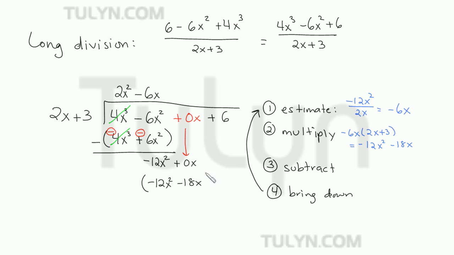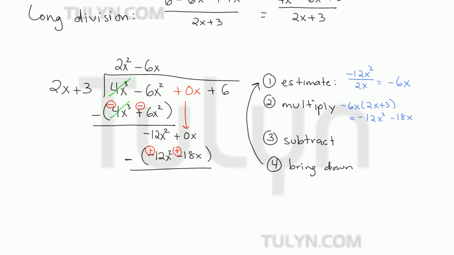So then when we subtract, what happens to the signs? Distributing this negative, this sign is going to become positive, and so is this one. So let me move down a little bit. When we subtract, these two cancel out, and then we have 0x plus 18x, which is just positive 18x. And then the last step is to bring down that plus 6. Now we can still estimate 18x plus 6 into 2x plus 3, so we start again and do all these 4 steps one more time.